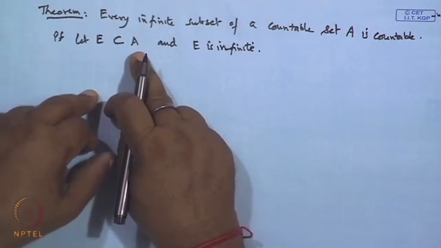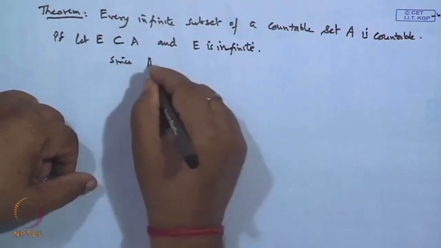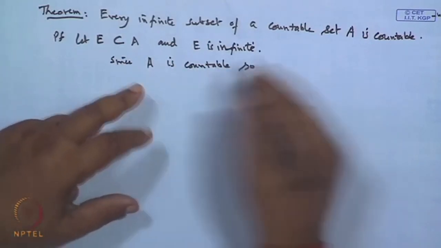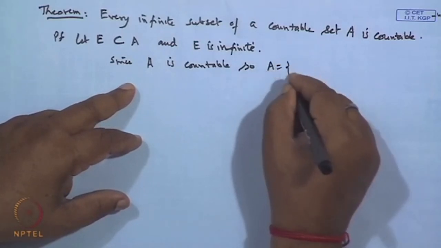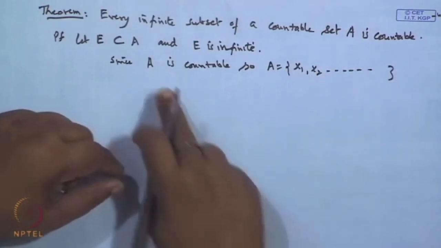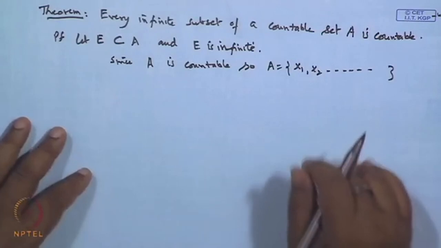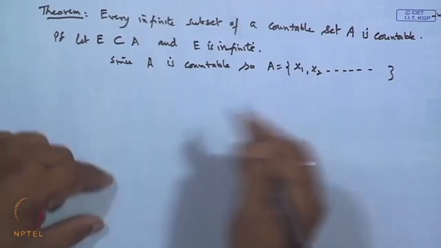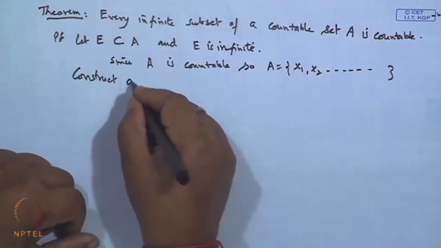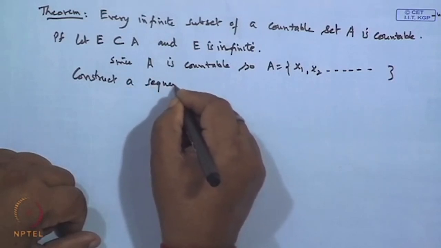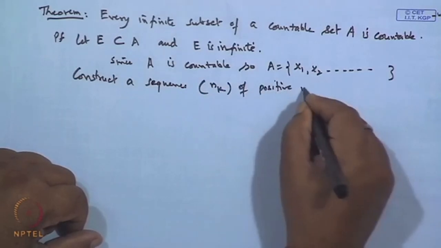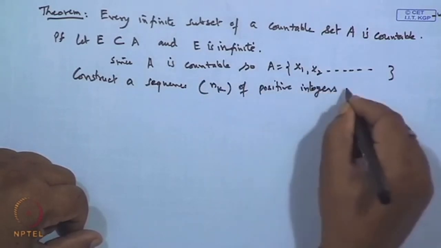Now, since A is countable, we can arrange the elements of A in the form of a sequence. So, A will have the sequence x 1, x 2 and so on. All the elements of the set can be arranged in the form of the sequence. Okay. Now, let us construct a sequence n k of positive integers as follows.